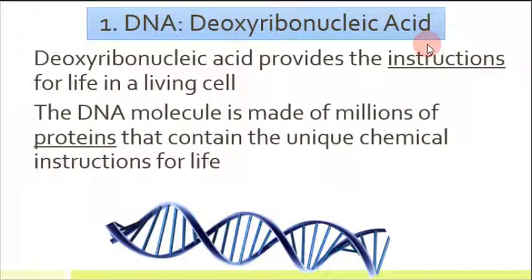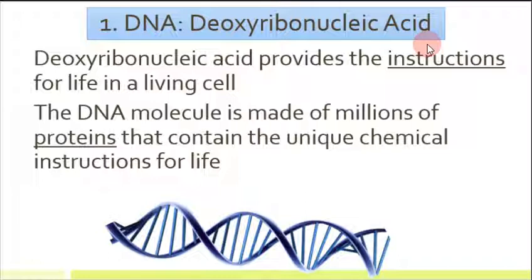The DNA molecule is made of millions of proteins that contain the unique chemical instructions for life. Okay, so DNA is not just for, I've got green eyes and darker hair and I'm 5'7". That's not just the things that are coded for. Right now, my DNA is unwinding and making new stuff in my body. It's the DNA coding that codes for new proteins to be made. When I eat protein and I want to add protein to my body, the DNA is the code for that. But it also codes for genetic traits.